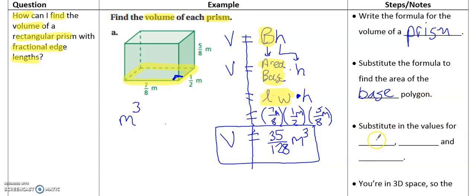And then we substituted in the values for the length. Let's see if I can actually write this. We substituted in the value for the width, and we substituted in the value for the height.